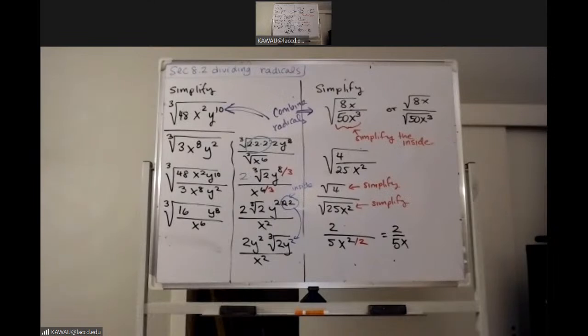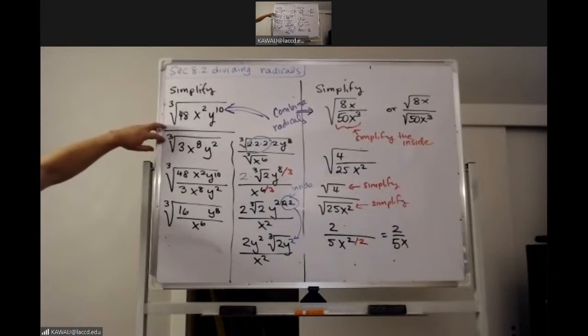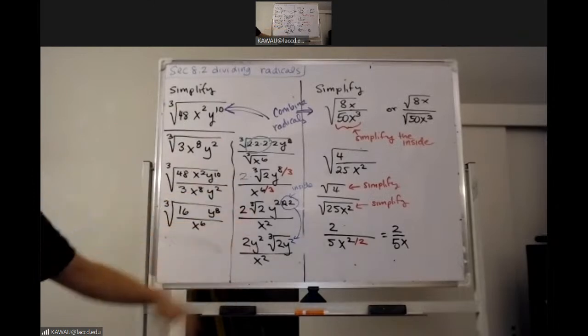Professor. Go ahead. So I have 2 questions. Sure. In the beginning, how come you did, when you combine them, how come you did cubed instead of squared? Oh, because the original problem was cubed. That was the original problem. So okay. Whatever the index is from the start, you just keep it all the way through.